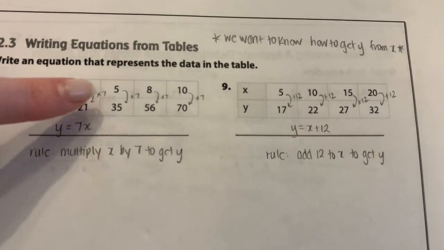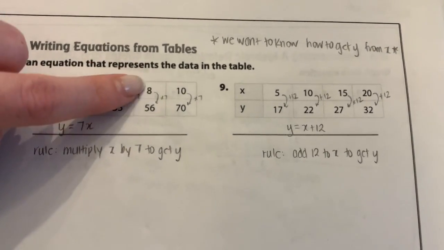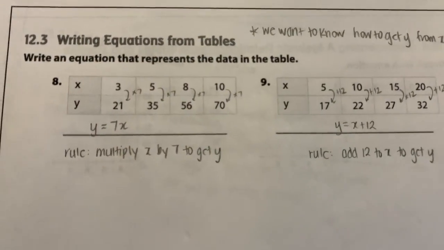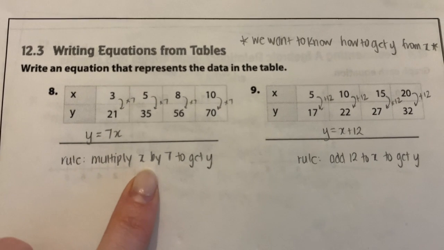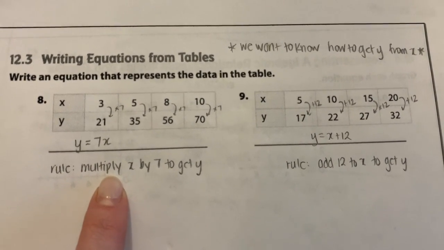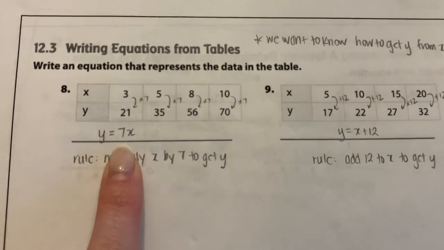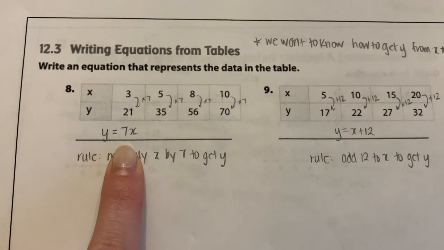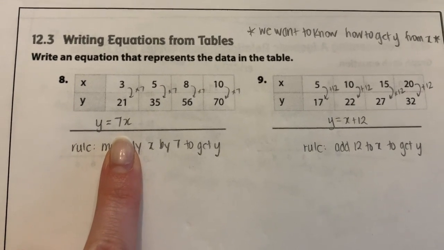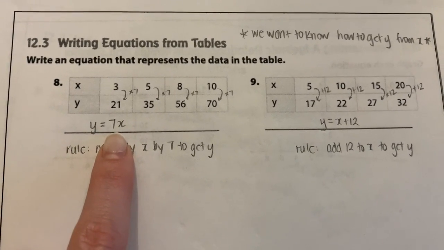3 times 7 is 21, 5 times 7 is 35, 8 times 7 is 56, and 10 times 7 is 70. So the rule, I just wrote it down to hopefully help a little bit, is in order to get y, I just multiply the x by 7. So to write that now, in algebra, we do not do y equals 7 times x, right? We do y equals 7x.